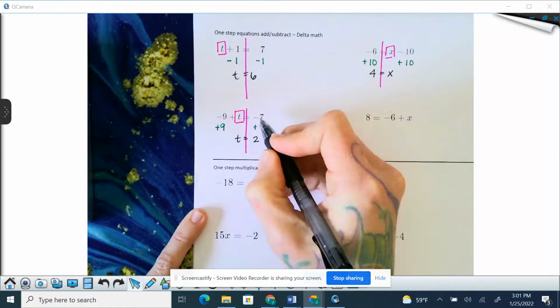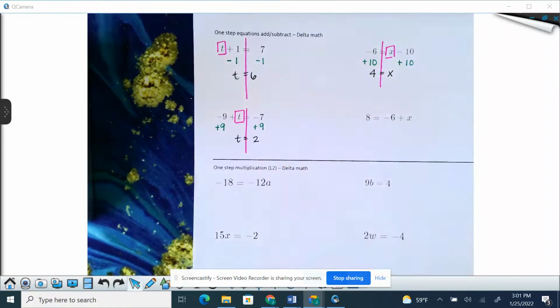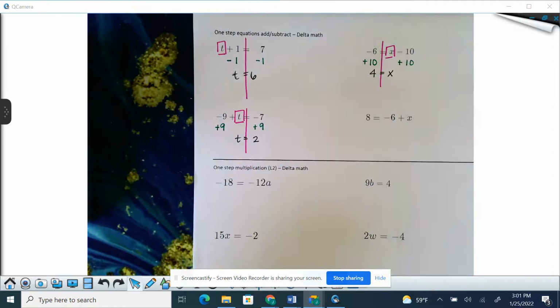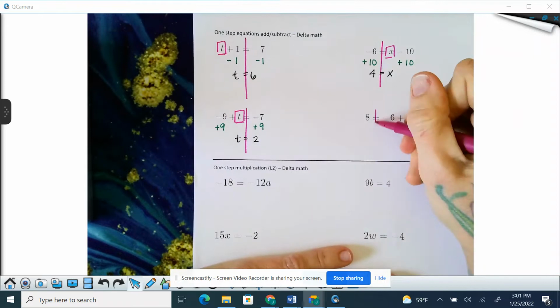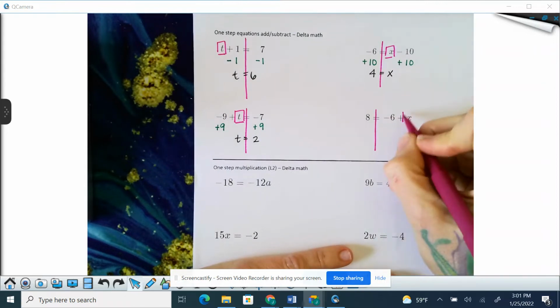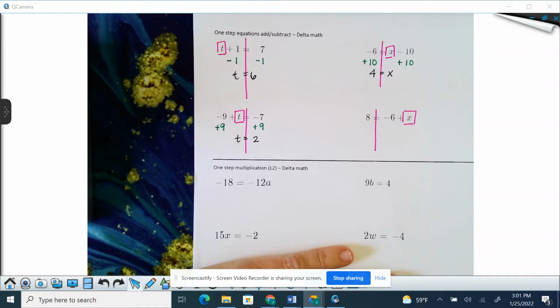Because negative 7 plus 9 means I owed you $7, but I handed you 9. So instead of you being in the hole $7, you now have a positive $2 in your pocket that you didn't have before. I like to talk about everything as far as money or food, because those are things we care about. Numbers and algebra equations, maybe not so much.